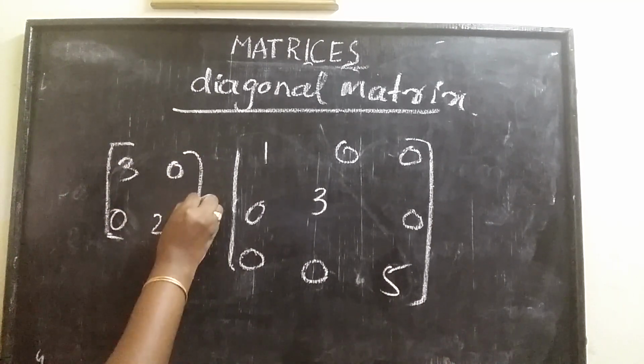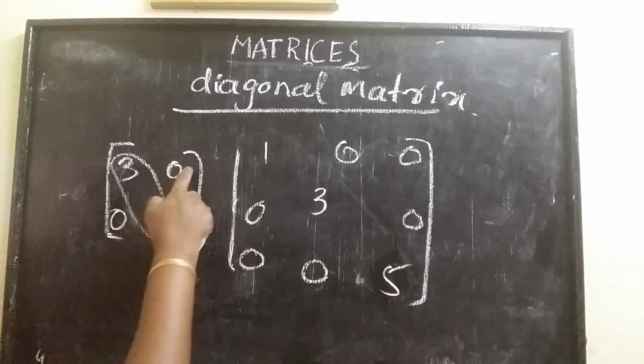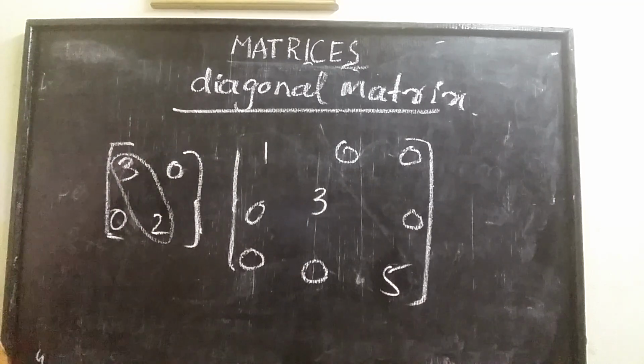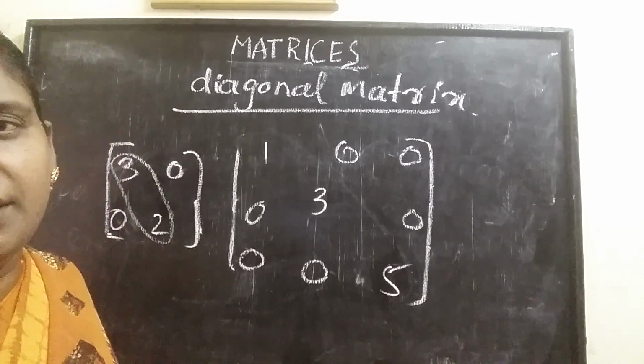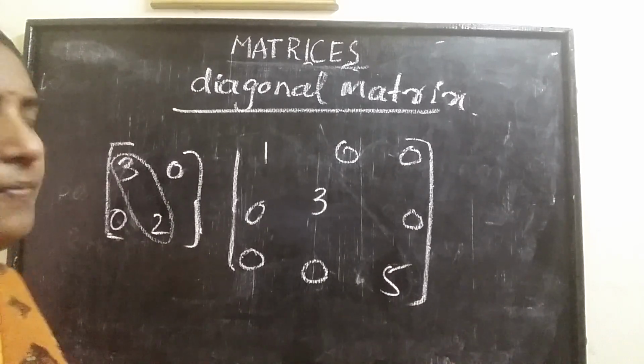Here also, what are the diagonal elements? These two are the diagonal elements, and the non-diagonal elements, the other elements, are zeros. Except the diagonal elements, all the remaining elements are equal to zero.